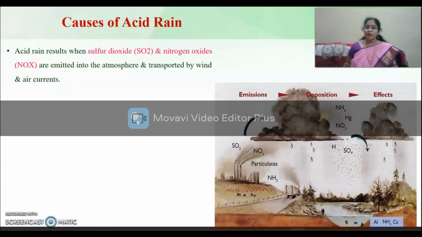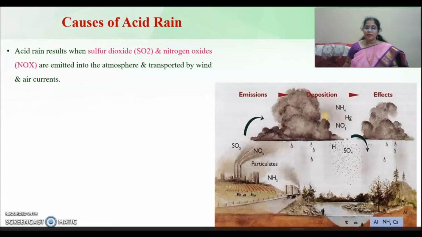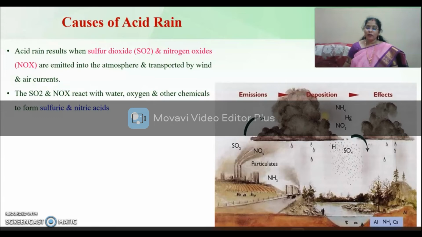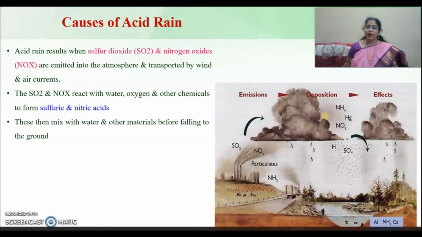Acid rain results when sulfuric acid and nitric acid are emitted into the atmosphere and transported by the wind and air currents. The sulfur dioxide and nitrogen oxide react with water, oxygen, and other chemicals to form sulfuric and nitric acids. These then mix with water and other materials before falling to the ground.